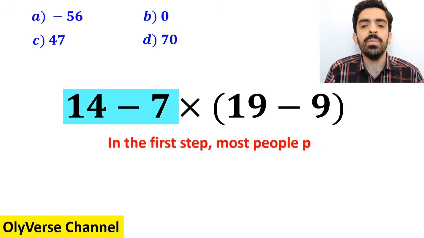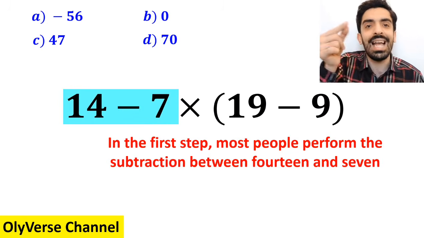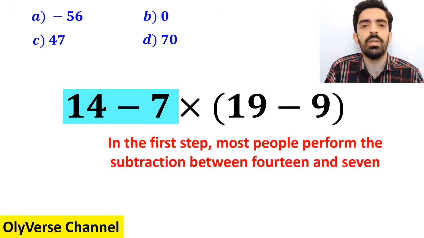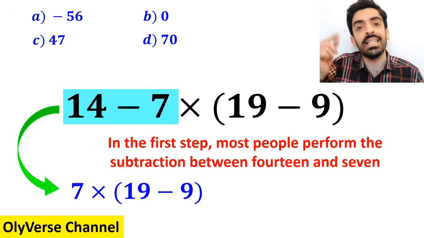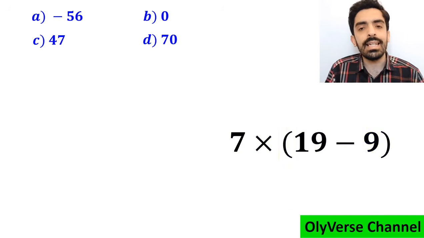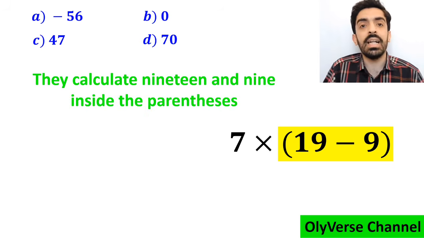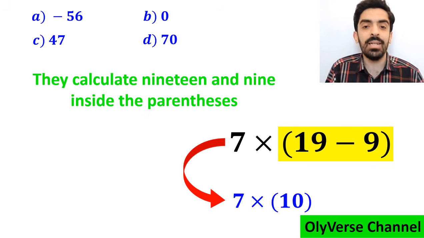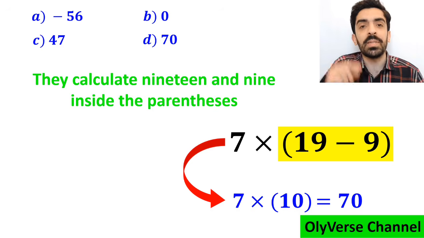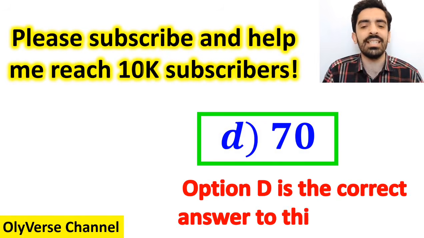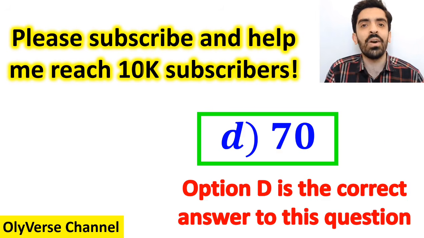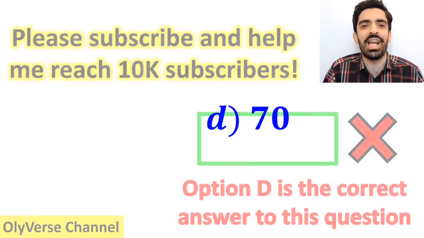In the first step, most people perform the subtraction between 14 and 7, which I have highlighted in blue. So, this expression simplified to 7 multiplied by 19 minus 9 inside the parentheses. In the next step, they calculate 19 minus 9 inside the parentheses, which becomes 7 multiplied by 10. And finally, the value of this expression must be equal to 70. Then, without any hesitation, they quickly say that option D is the correct answer to this question. However, it's not the correct answer to this question.